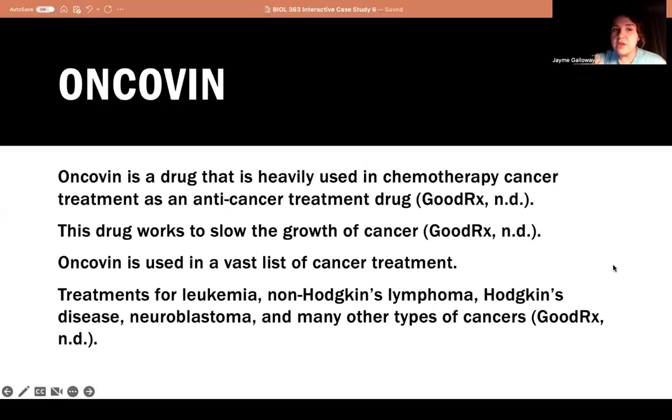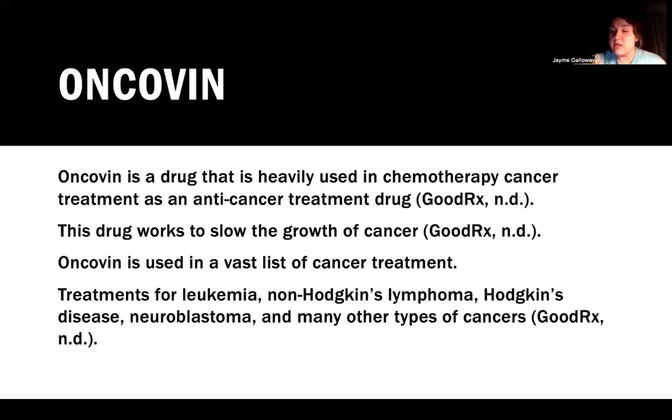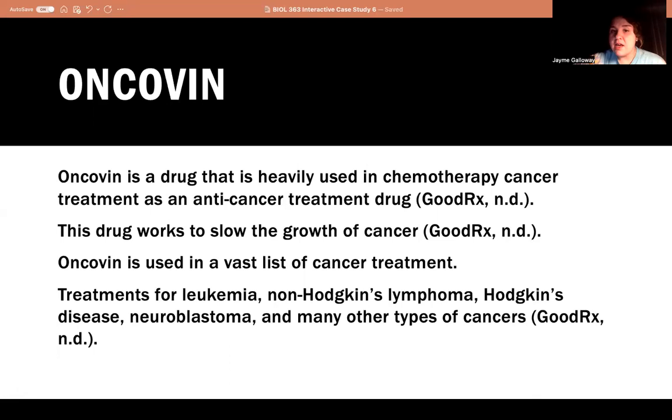Oncovin. Oncovin is a drug that is heavily used in chemotherapy cancer treatment as an anti-cancer treatment drug. Oncovin is a drug that works to slow the growth of cancer. Oncovin is used in a vast list of cancer treatments. Treatments for leukemia, non-Hodgkin's lymphoma, Hodgkin's disease, neuroblastoma, brain cancer, and many other different types of cancer.